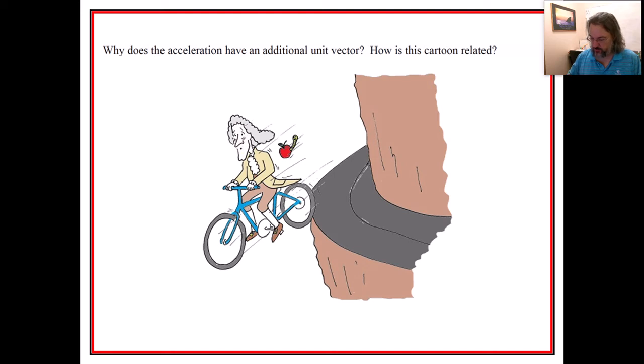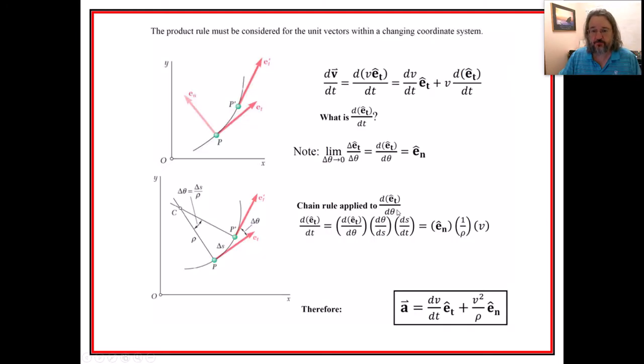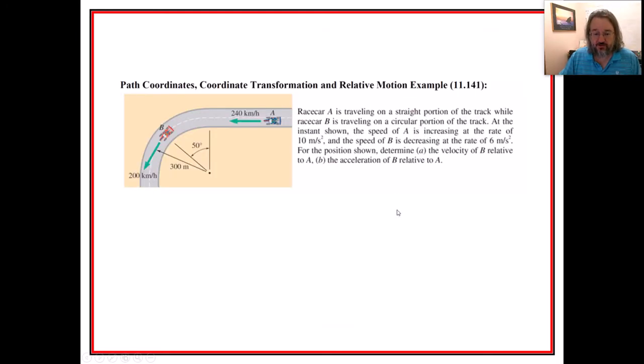Continuing on with our topic du jour, we have an example in path coordinates and coordinate transformation. And there you go, here's my Newt Dog cartoon. Okay, so here's the problem, and this is problem 11-141 out of one of the Beer-Johnston editions.